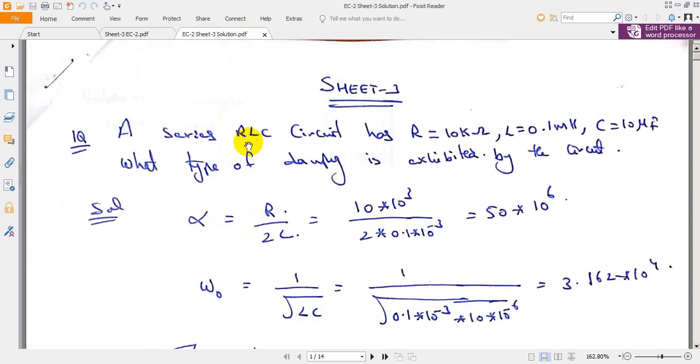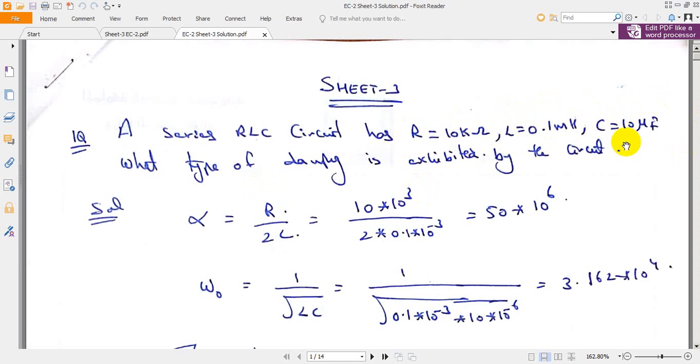To identify the damping condition, we need to find the relationship between alpha and omega naught. If alpha is greater than omega naught, then the system is over damped. If alpha is equal to omega naught, then the circuit is critically damped. If alpha is less than omega naught, then the RLC circuit is under damped.